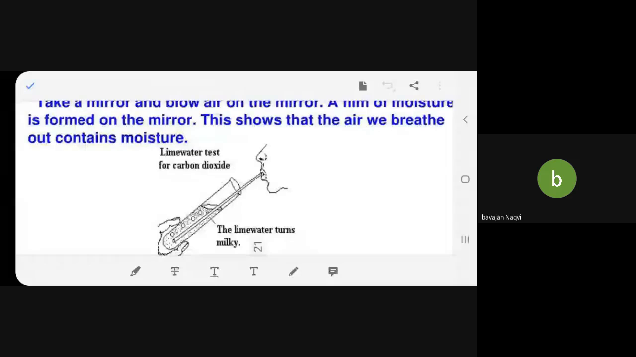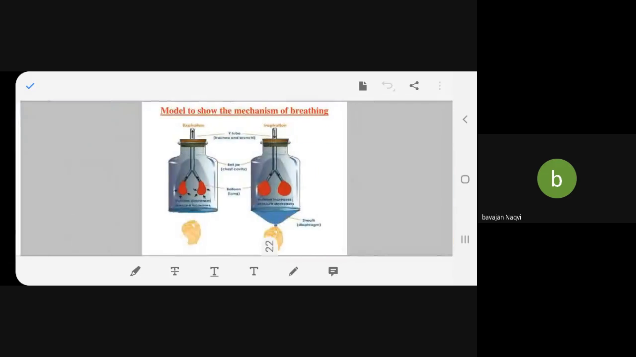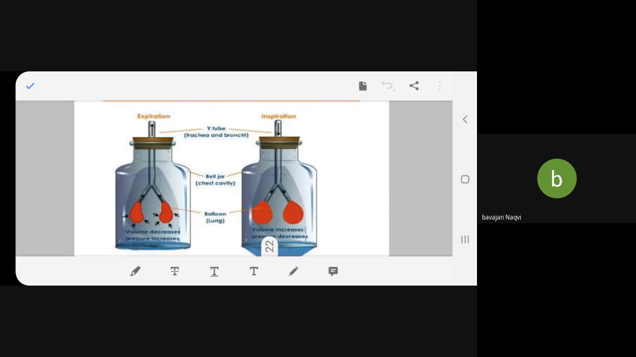Do you agree with me? Whatever I said just now, that the air which comes out from our body, from a nostril, from a nose, has got carbon dioxide as well as water. This is an activity which shows that the gas which is coming out of our body has got carbon dioxide as well as water. Okay?